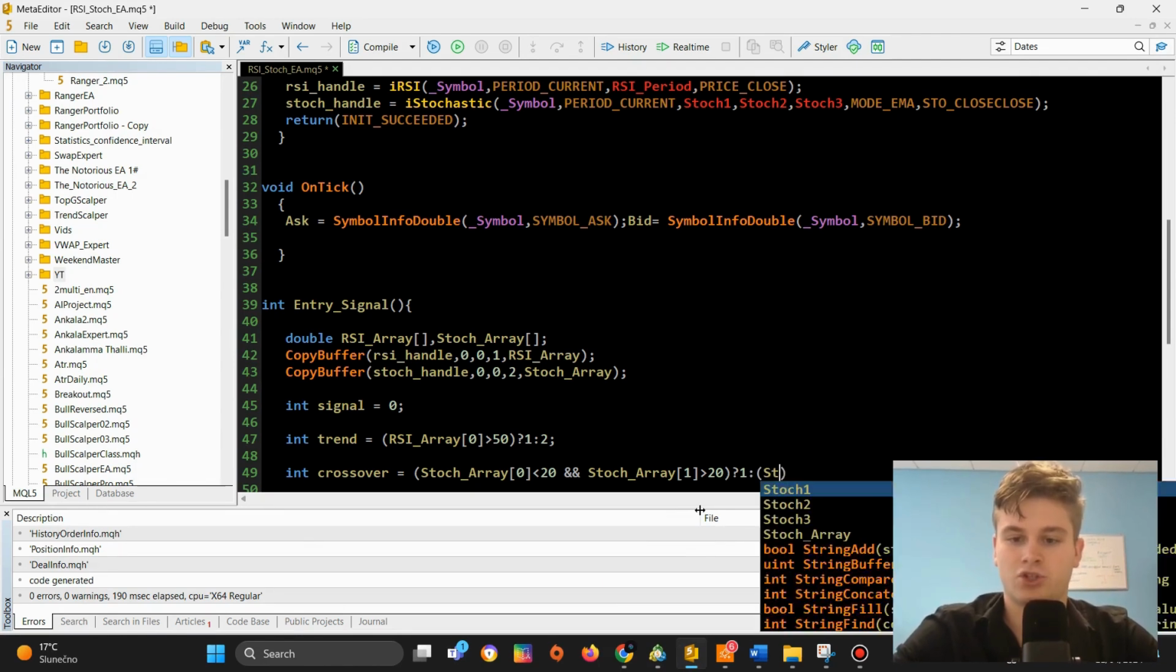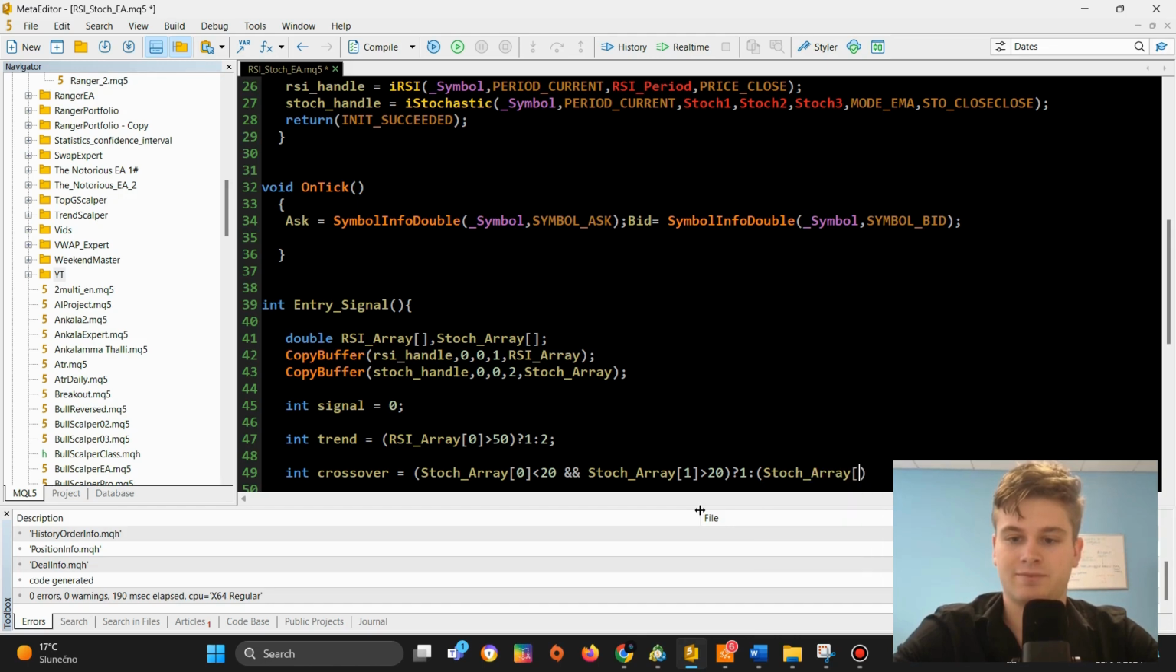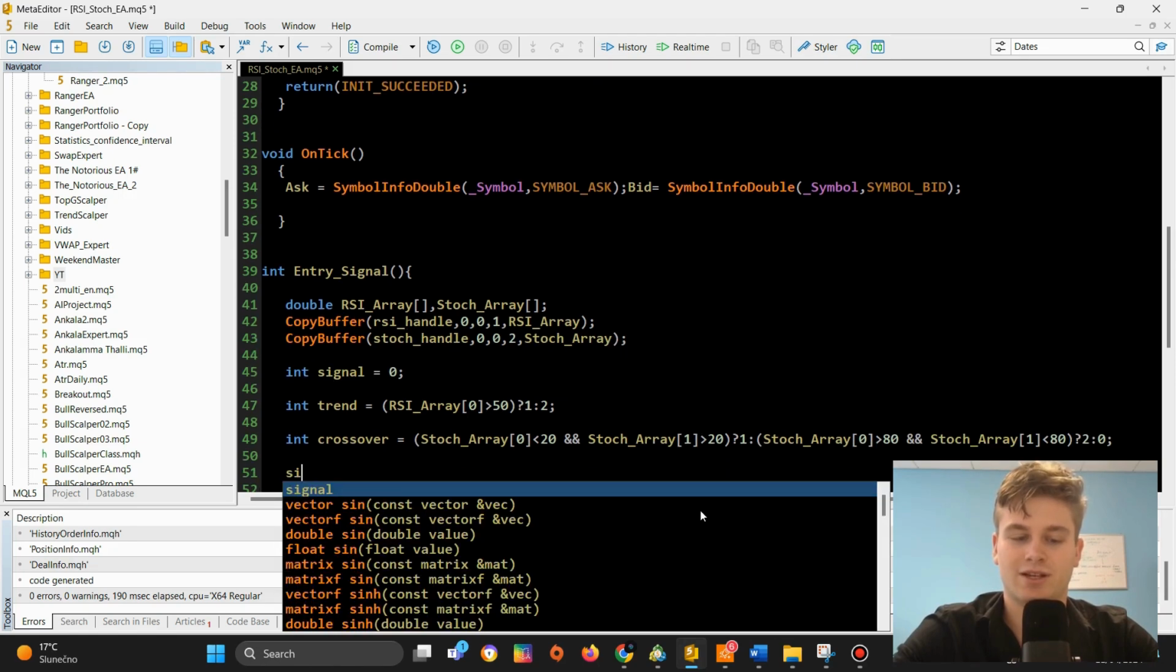Then let's check if stochastic array position 0 is higher than 80 and stochastic array at position 1 is below 80. If this happens, then this is a signal for a sell position. So let's assign it a value of 2. And if neither of these conditions happen, I will assign it a value of 0. And now it's very simple. I just need to check.